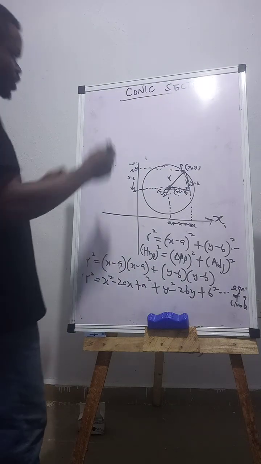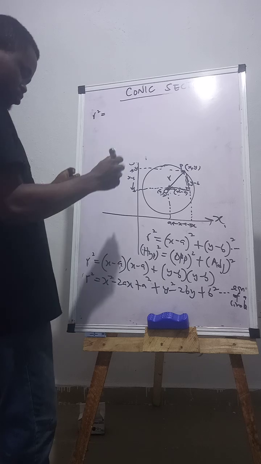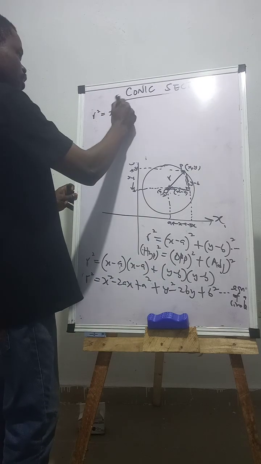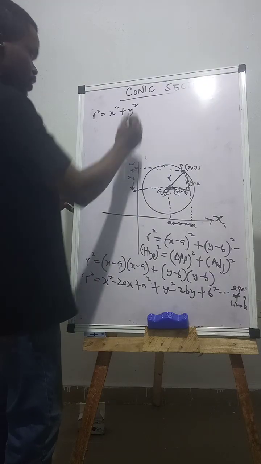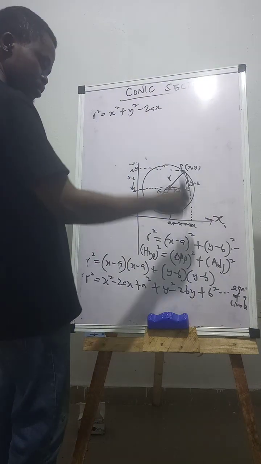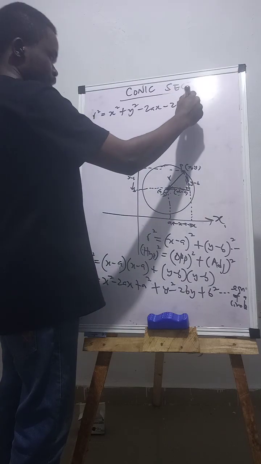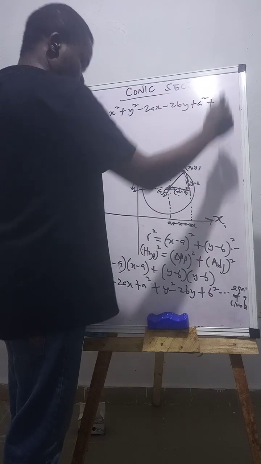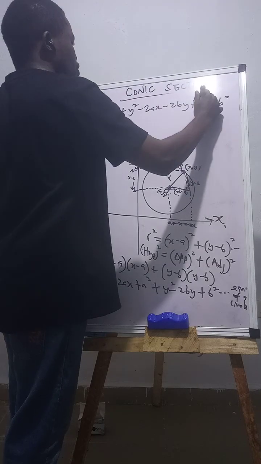So we have r squared is equal to x squared plus y squared, minus 2ax, minus 2by, plus a squared plus b squared.